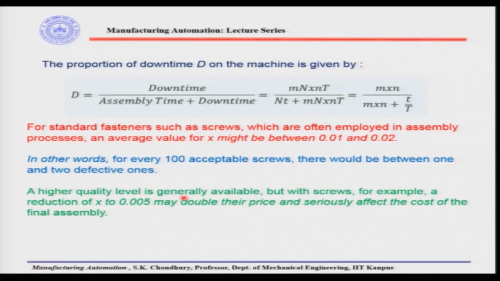A higher quality level is generally available, but with screws, for example, a reduction of x from 0.01 to 0.005 may double their price and seriously affect the cost of the final assembly. You may interpret 0.005 as out of 1000 there are 5 screws which will be unacceptable. So, there is a contradiction. If we increase the quality level of the parts, the assembly downtime will be less, but at the same time the cost of the assembly will obviously increase.